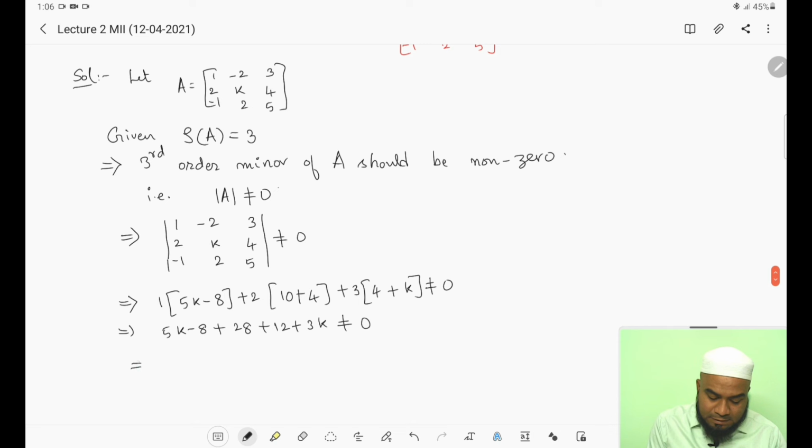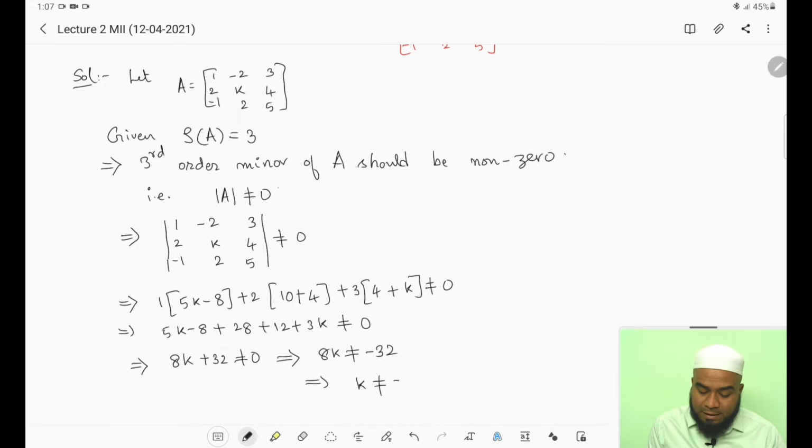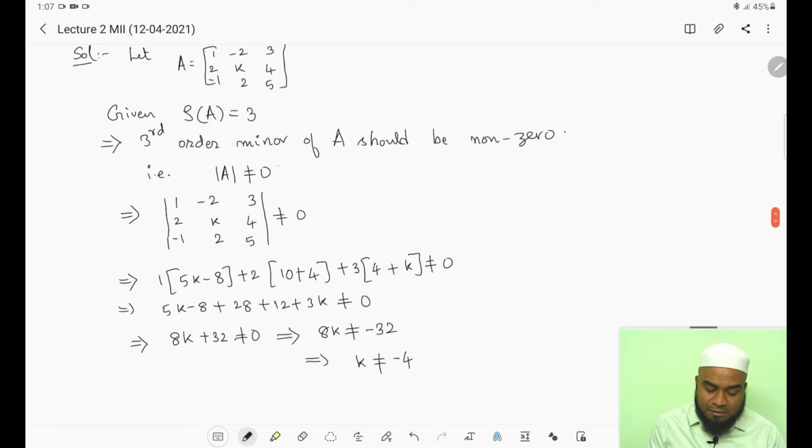Further we have to simplify this. 5k plus 3k is 8k, right? And here 28 minus 8 is 20, 20 plus 12 is 32, so 8k plus 32 is not equal to 0. This implies 8k is not equal to minus 32, and then k is not equal to minus 32 by 8, which is minus 4. So k can be anything other than minus 4.